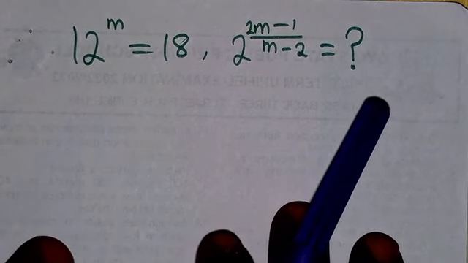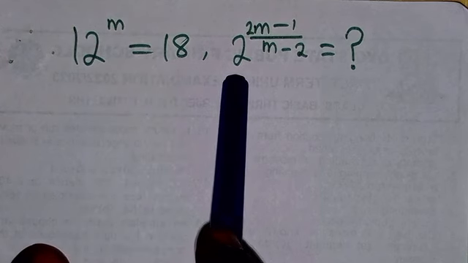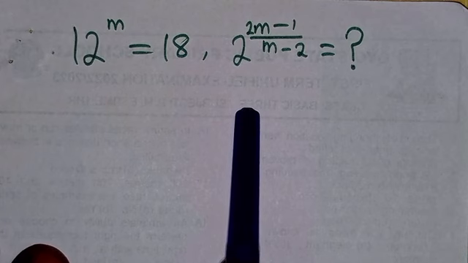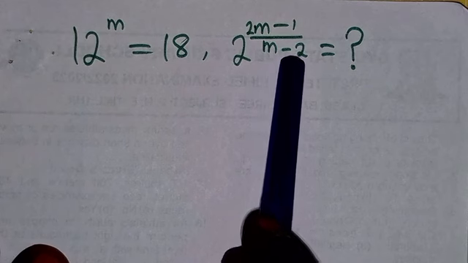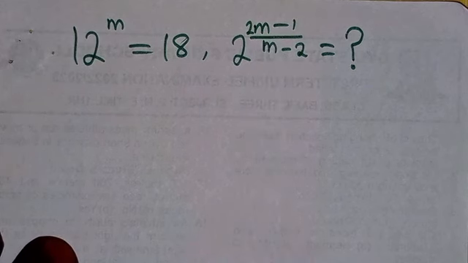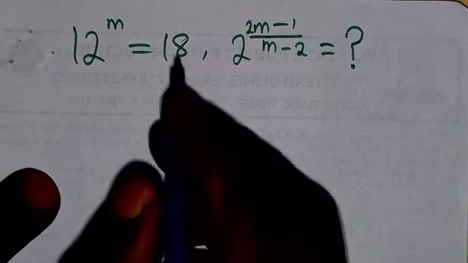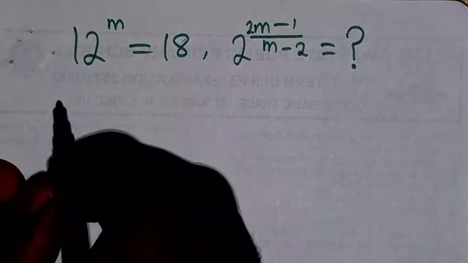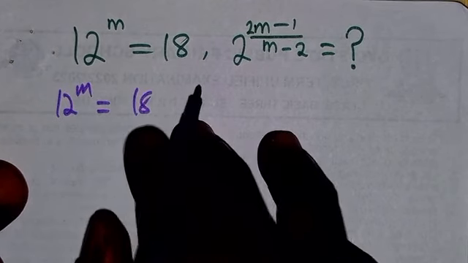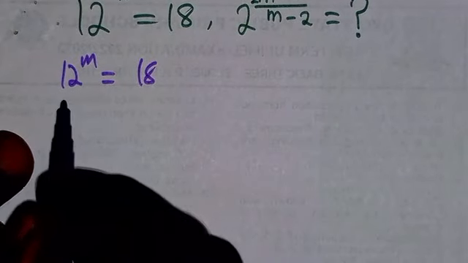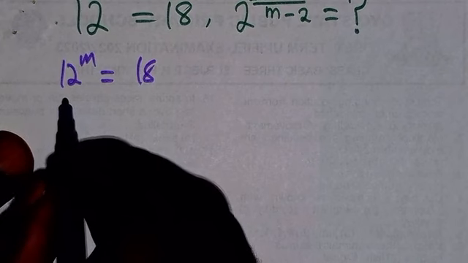This is an Olympiad problem. 12 to the power m equals 18. So what is 2 to the power (2m minus 1) over (m minus 2)? So this is a power problem. Okay, so what are we going to do? From there, we have 12 to the power m equals 18. Let me bring it. Now I can simply split this.